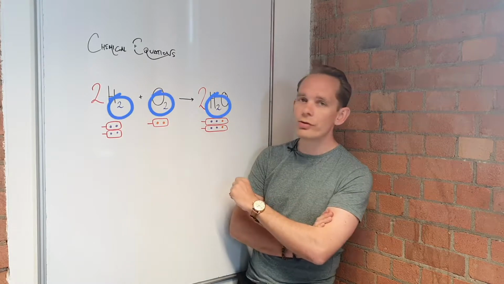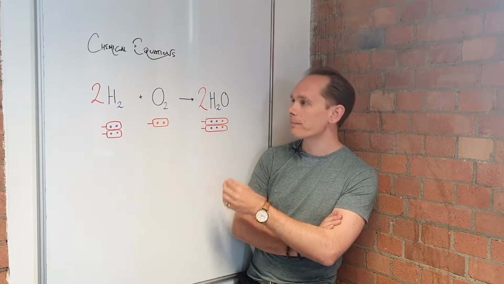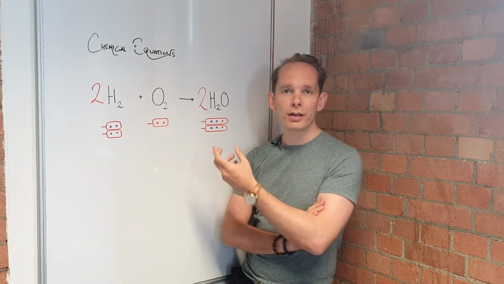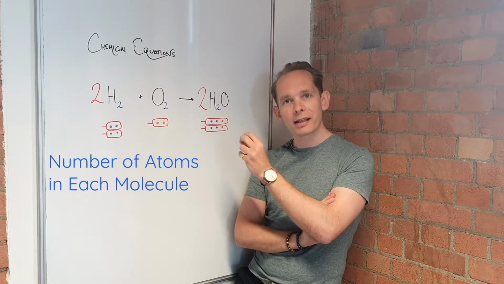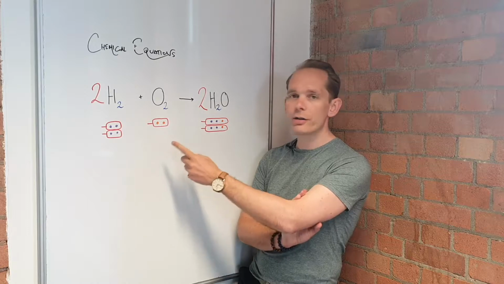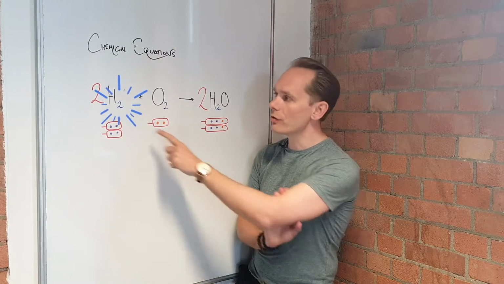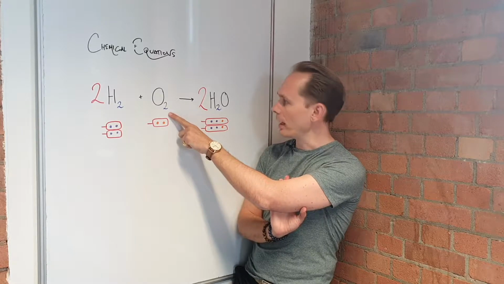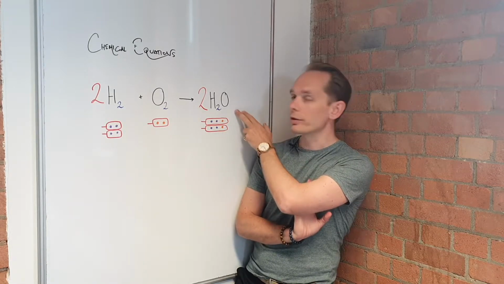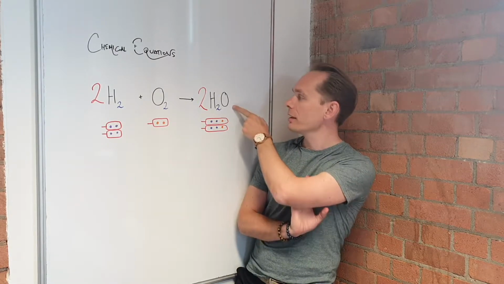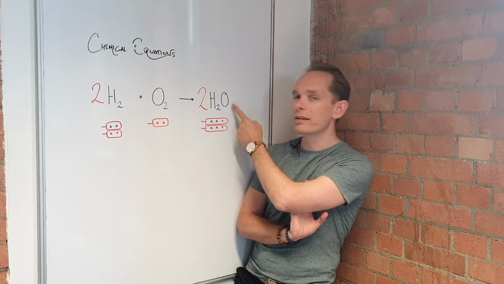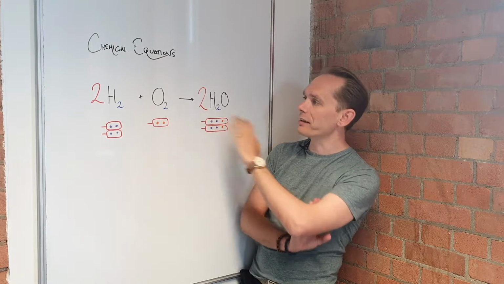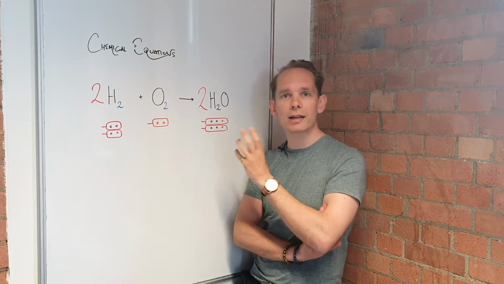So these blue numbers, the subscript numbers, those are the first ones to talk about. That tells us what the number of atoms in each molecule is. So a hydrogen molecule contains 2 hydrogen atoms. Likewise, an oxygen molecule contains 2 oxygen atoms. And a water molecule contains 2 hydrogen atoms and 1 oxygen. If there's no number, it's a 1, not a 0, obviously. So that's the ratio of atoms in the molecules.